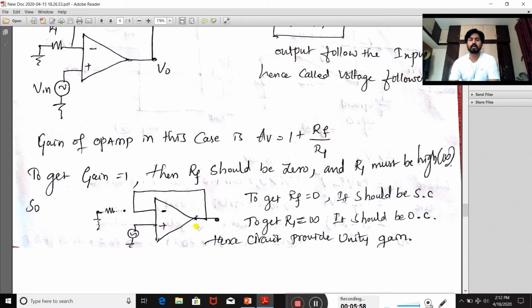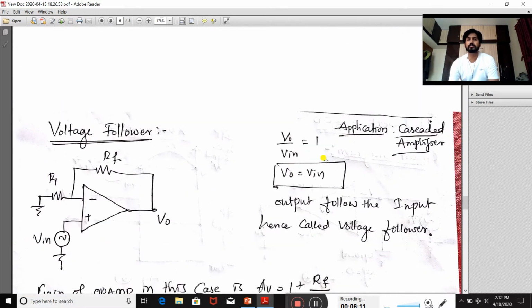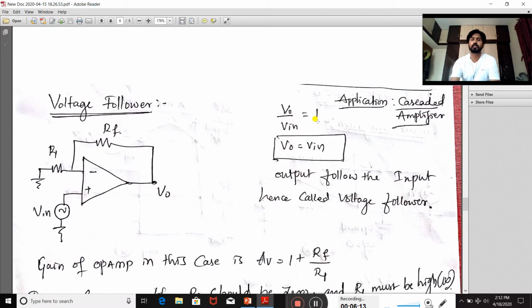So that is what I have written here. Here I have shown it is open, here I have shown it is a short. So short, it is 0, it is open, it is infinite, so the circuit provides unity gain. That is what I have written. V naught by V in is equal to 1, so V naught is equal to V in. Output follows the input, hence called voltage follower.